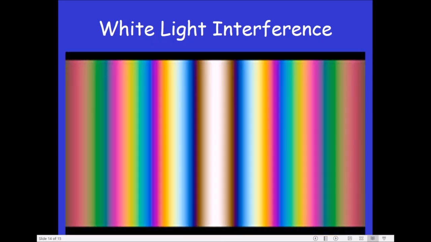You'll see a central white fringe, because all wavelengths have that maximum in the middle. But then as you get further out, you start to see a separation of the colours. And so you won't see distinct fringes. You'll see more blurred fringes, and the different colours, the spectrum, start to become visible there.